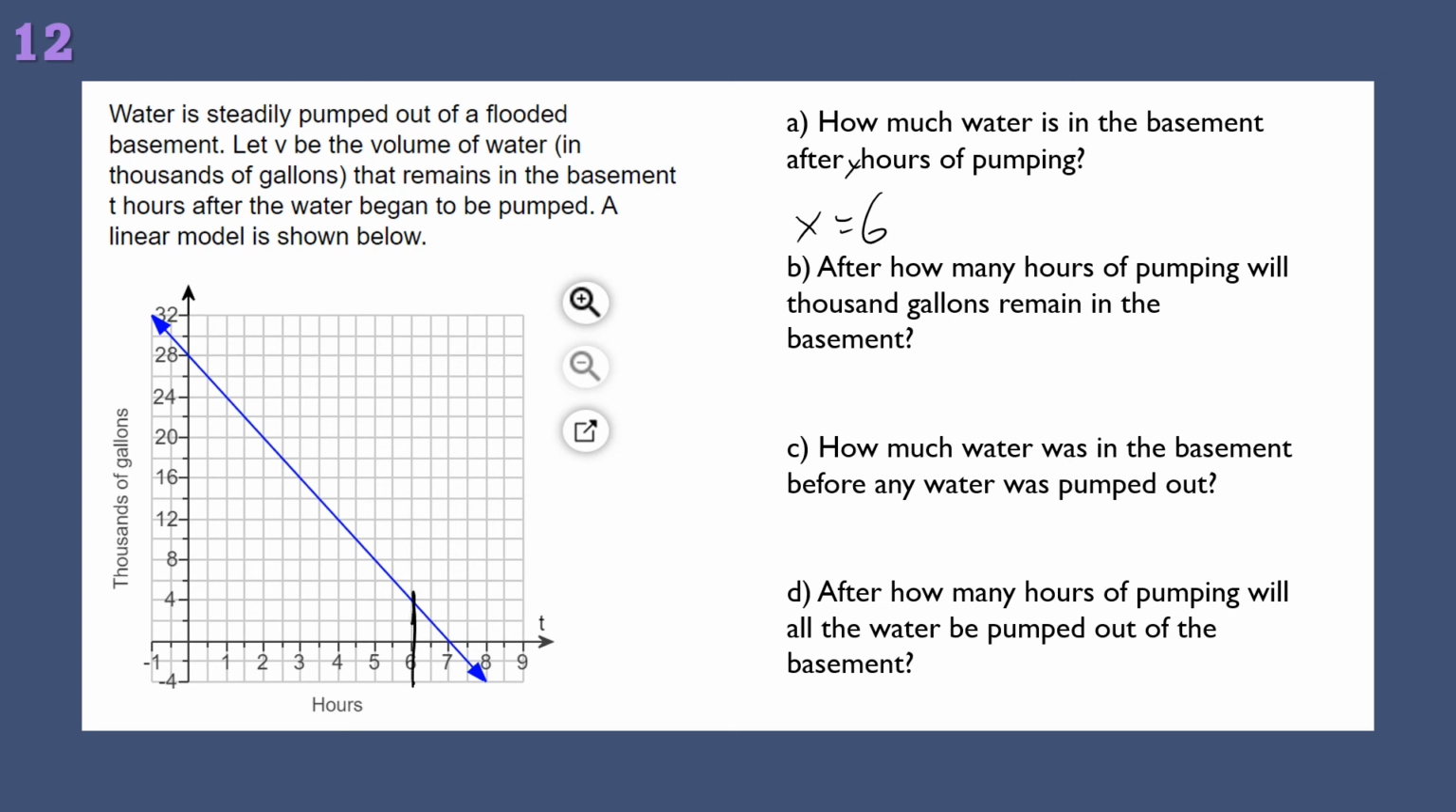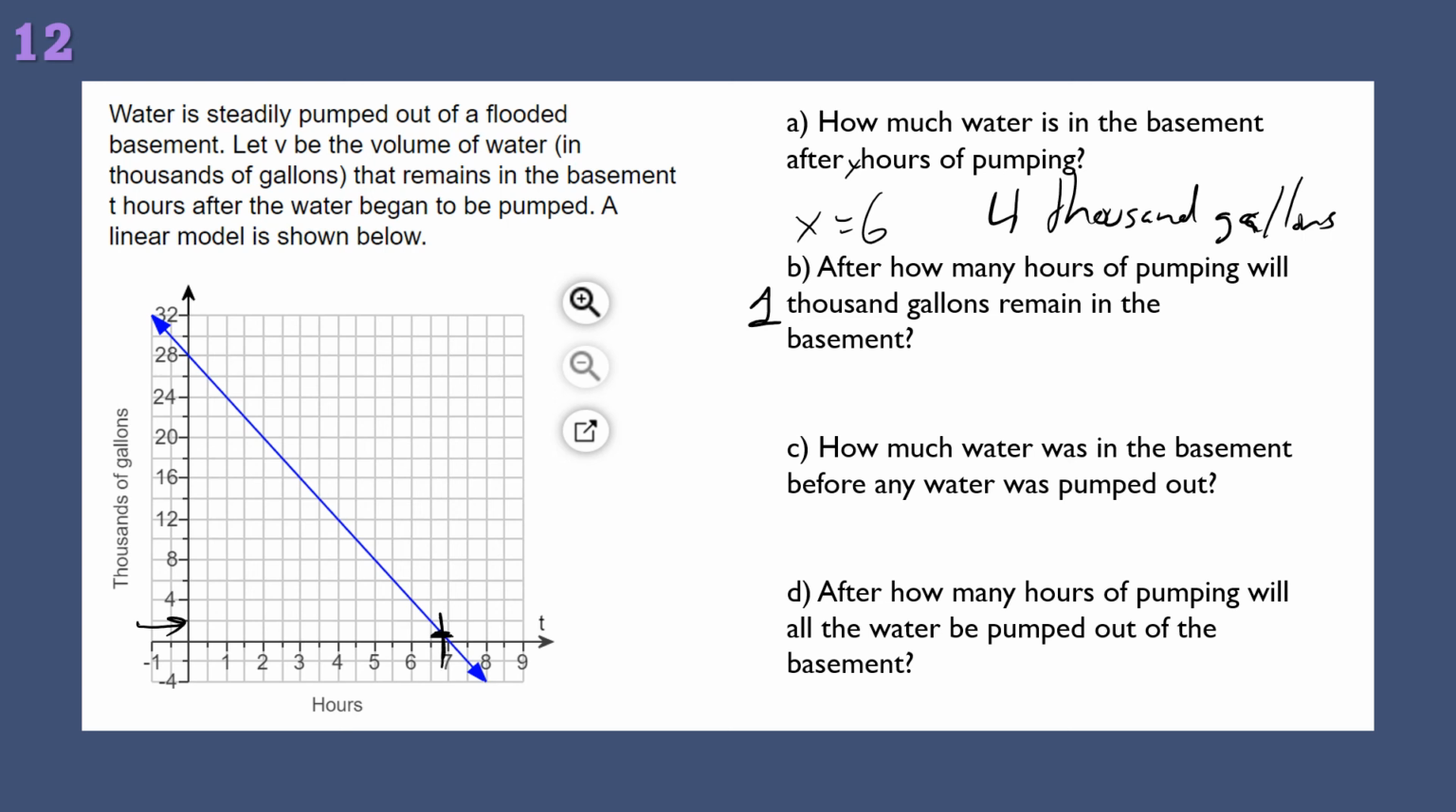So we go to that and we see, oh, 6 hours of pumping is right there. That matches up with 4,000 gallons left over. There's a lot of water in there. After how many hours of pumping will 1,000 gallons remain? Okay, so this one's a bit tougher, but if we notice this is linear, where would 1,000 be? It wouldn't be right there, because that'd be 2,000. It'd be right halfway between.